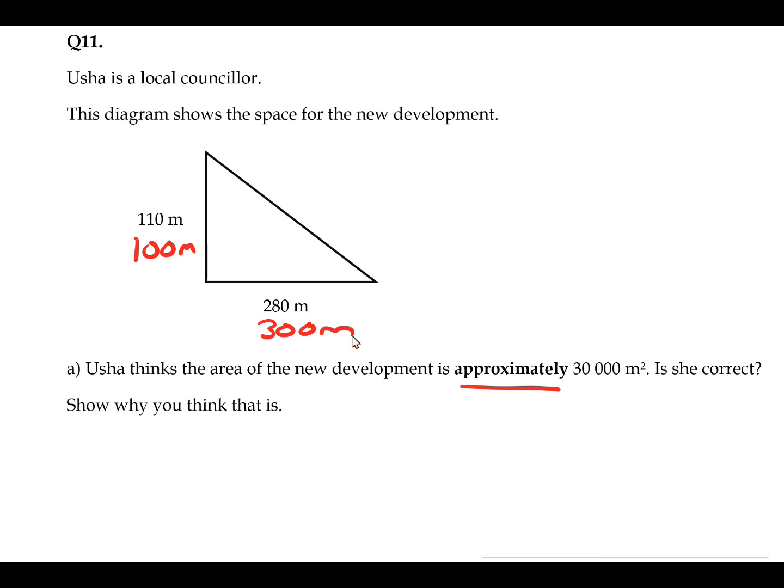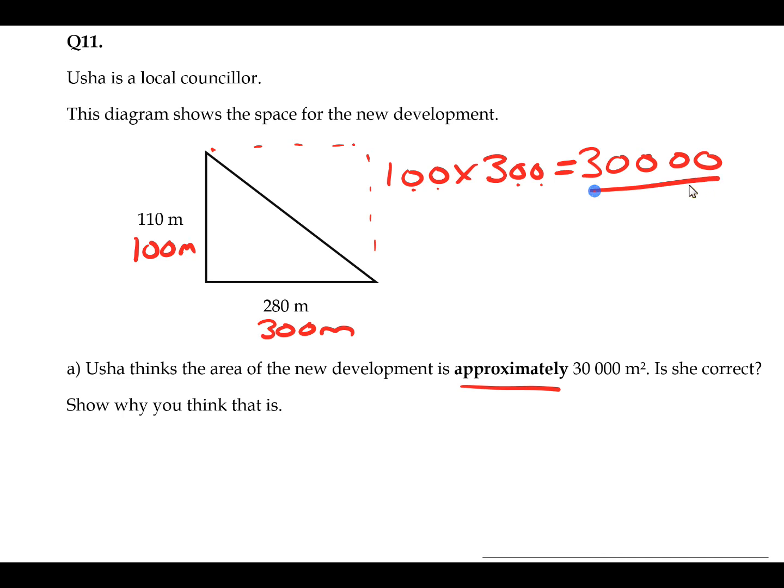maths easy. So the area of a triangle, you multiply the 2 dimensions. So 100 times 300 is 1 times 3 is 3, with 4 zeros. Now, don't forget, because it's a triangle, we need to divide this by 2. So it's 30,000 divided by 2 gives us 15,000 meters squared. So she thinks it's going to be 30,000. She's actually forgotten to divide by 2, and it's 15,000.